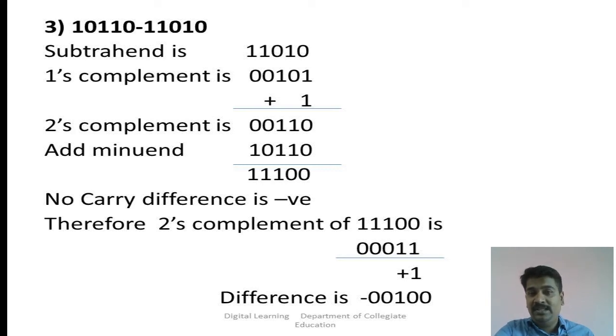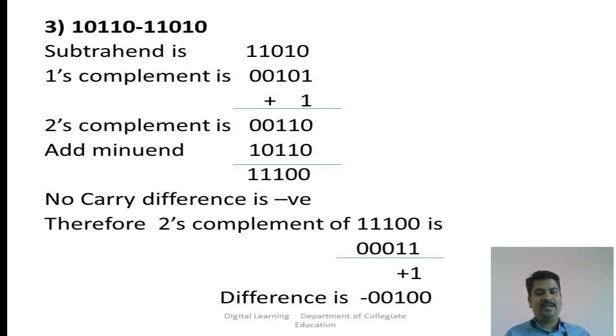But this is not the answer. There is one more thing. Therefore, take the 2's complement of the sum. This is the sum I am getting by adding the minuend to the 2's complement of the subtrahend. For this sum, you have to take the 2's complement. So first we do the 1's complement, 0 0 0 1 1, and add 1 to the 1's complement. I am getting this number 0 0 1 0 0. This is the answer and it is negative.